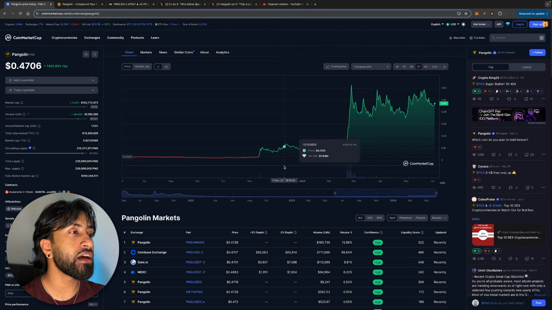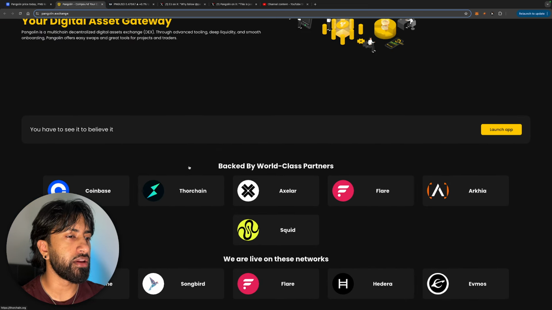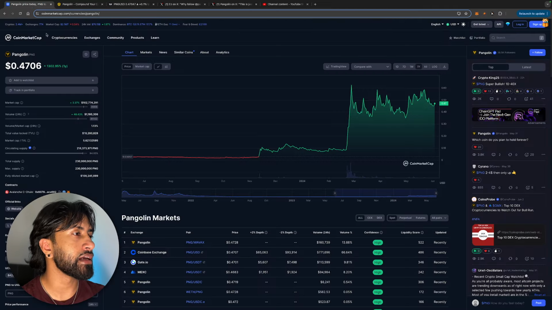This is mainly on Avalanche, but it's also on Flare, Hedera, Songbird, just to name a few. I believe Avalanche, Songbird, Flare, Hedera, and Evmos are just some of the decentralized exchanges that it is part of. It's multi-chain, right? So that's a really cool part about Pangolin.